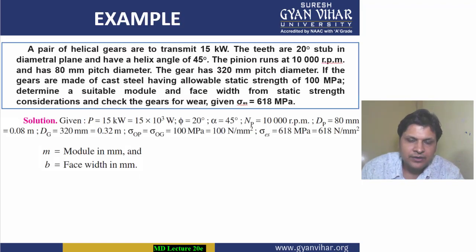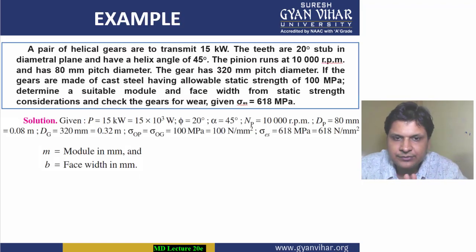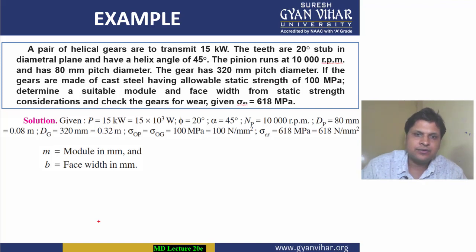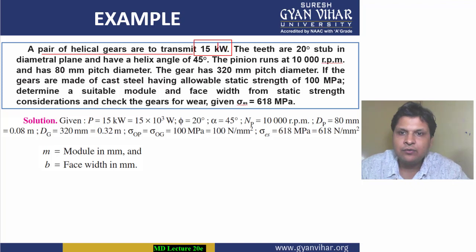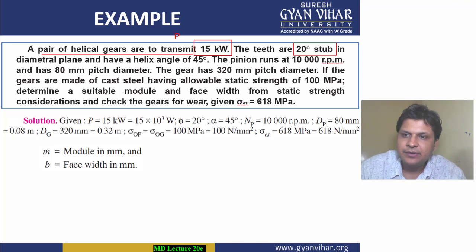Then now let's solve a question, design a helical gear. So what is the question saying to us? First of all, let's read it out. A pair of helical gears are used to transmit 15 kilowatt. So 15 kilowatt is basically the power that is to be transmitted. The teeth are 20-degree stub. The type of the teeth is given to you.